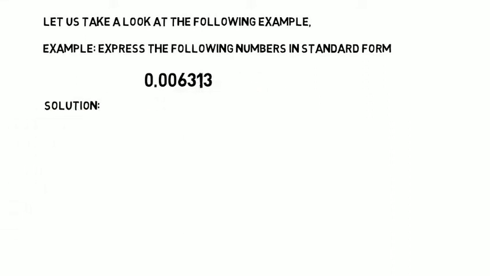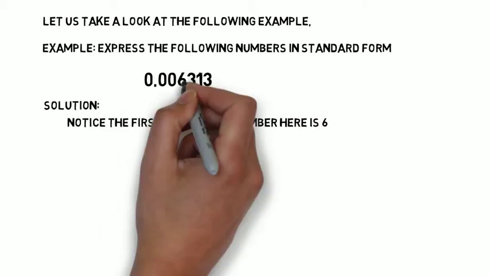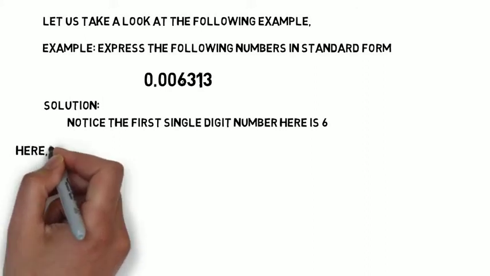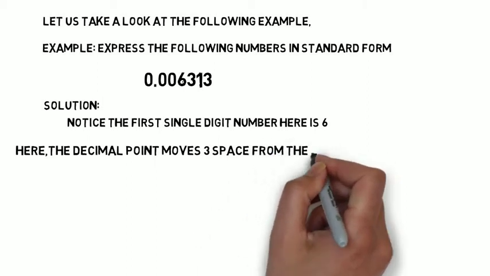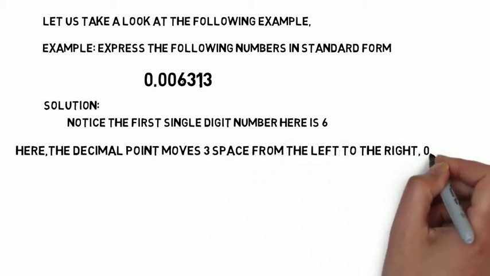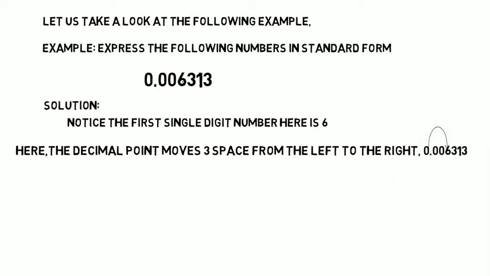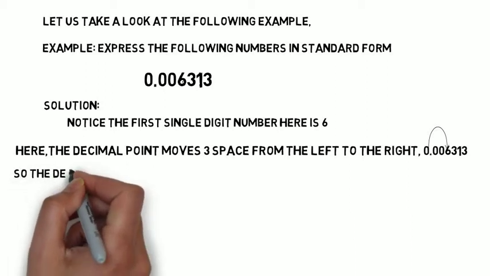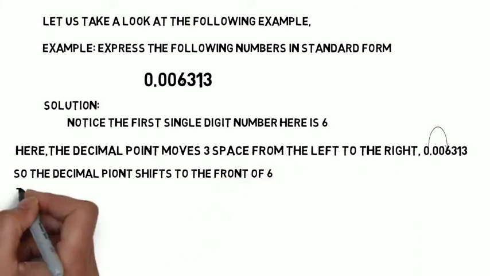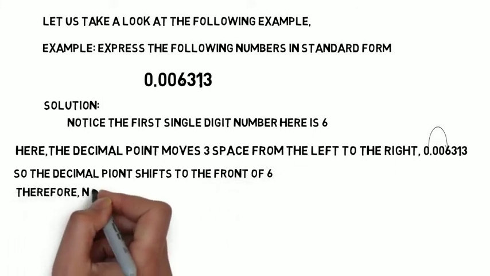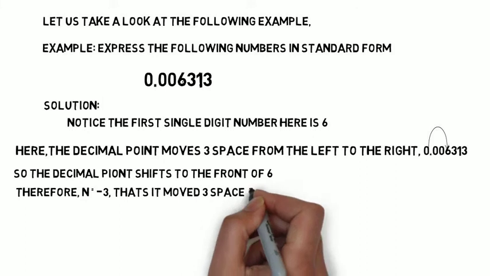0.006313. To express this in standard form, notice the first single digit number here, which is 6. Here, the decimal point moves 3 spaces from left to right. If you see where the decimal point is located, the first 0 after the decimal point, the second 0 after the decimal point, the first single digit number is 6. So starting from where the decimal point is, the decimal shifts to the front of 6. That is your integer n, which represents the number of movements. It moves 3 times to the front of 6.